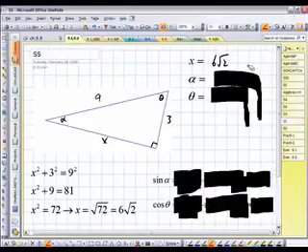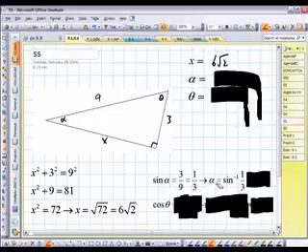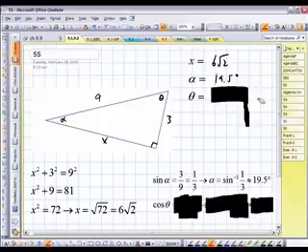And there it is. Now to get alpha, sine of alpha is opposite over hypotenuse. So sine alpha is 3 over 9, which reduces to 1/3. Now if you want to get the angle, you're not given the angle, you've got to use an inverse trig function. So alpha is now the inverse sine of 1/3, which comes out to about 19.5 degrees.